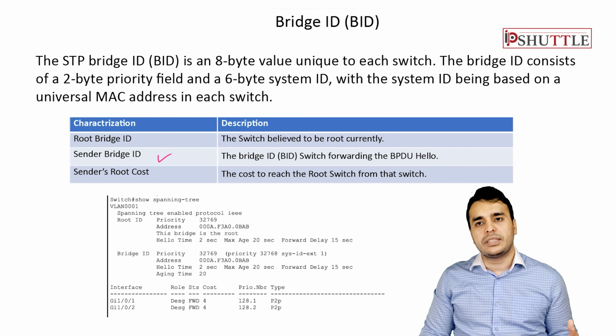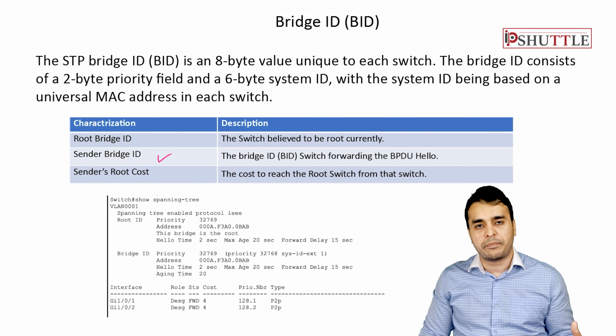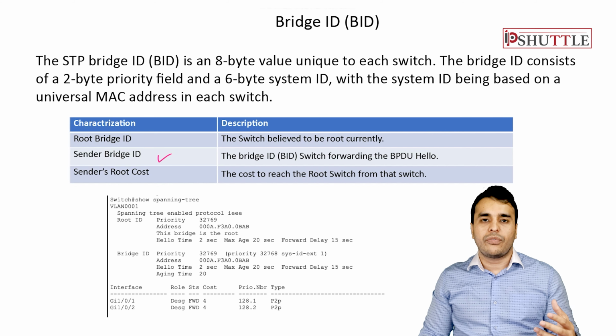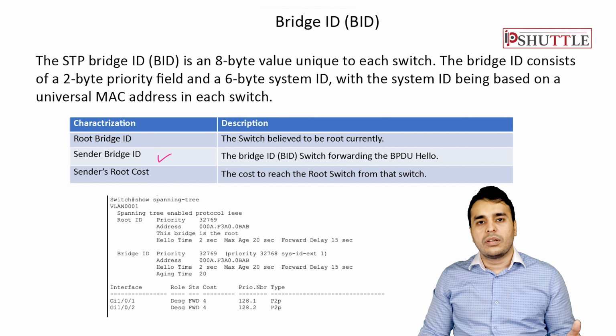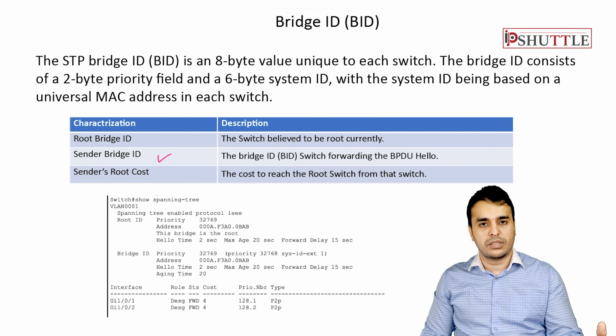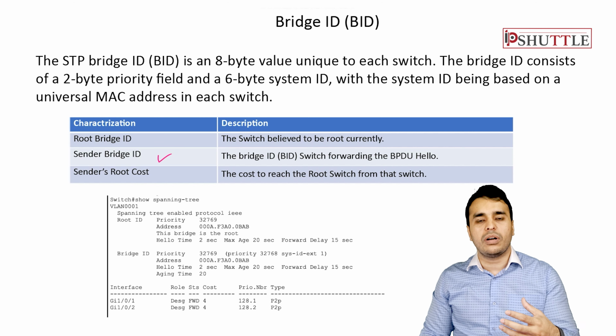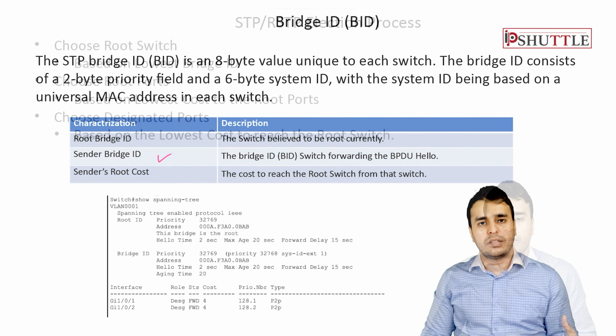The other concept here is sender bridge ID. What sender bridge ID is, is who is forwarding that packet. Okay, for example, I am speaking to switch 2. What will be my sender ID? That will be my bridge ID. What is the sender root cost? That cost means what is the link cost to reach the root switch. Each link could have a cost depending on the speed.